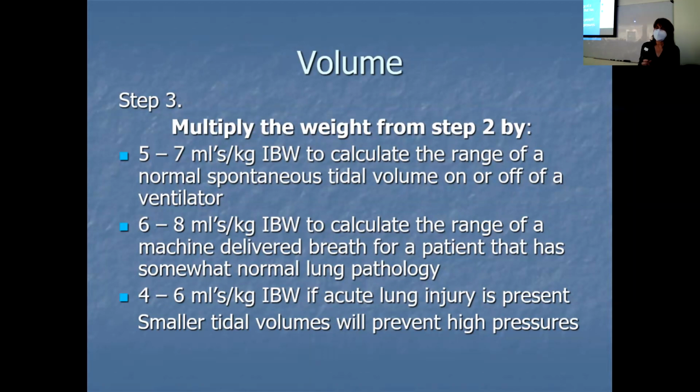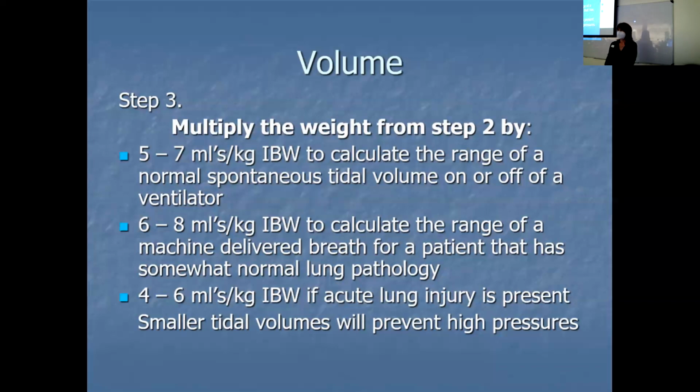Now, putting 6 to 8 mLs per kilogram ideal body weight tidal volume into a patient, if they have stiff lungs, you end up getting really high pressures. So you're not going to use that tidal volume if they have really stiff lungs. You're going to use a smaller tidal volume to try to avoid all the pressure that builds up. And you're going to use a range of 4 to 6 mLs per kilogram. It says if acute lung injury is present. Smaller tidal volumes will prevent high pressures.